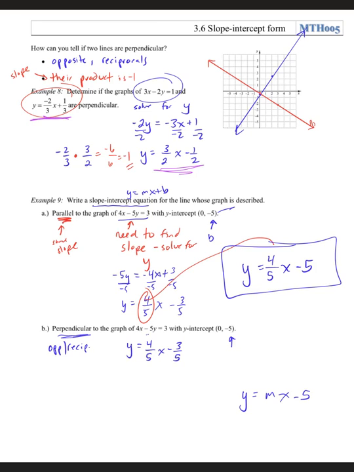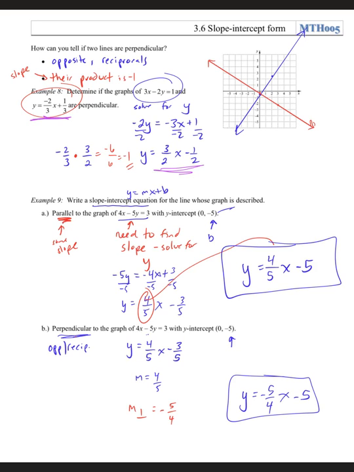Now, we said that for a perpendicular line, it has to be the opposite reciprocal. So this equation here has the slope of 4/5. However, we want to find the perpendicular slope. So first thing, you have to take the reciprocal, which would be 5/4. And then you have to take the opposite of that. And since that one's positive, we make it negative. So that means our perpendicular line would be y equals negative 5/4 x minus 5.